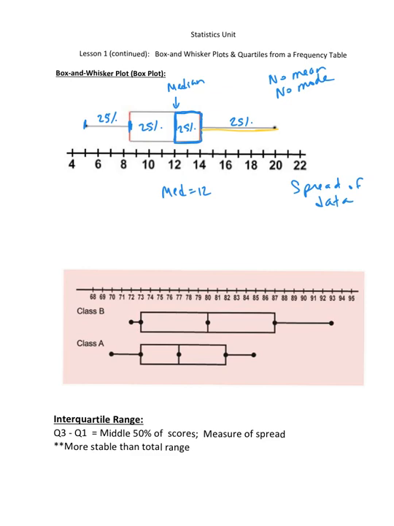So these 25 people, their scores varied a lot. They were very different. They were between 14 and 20. They were more spread out. That's what that's showing you.